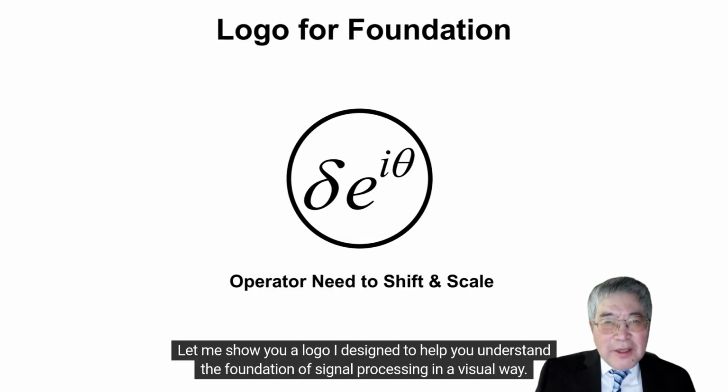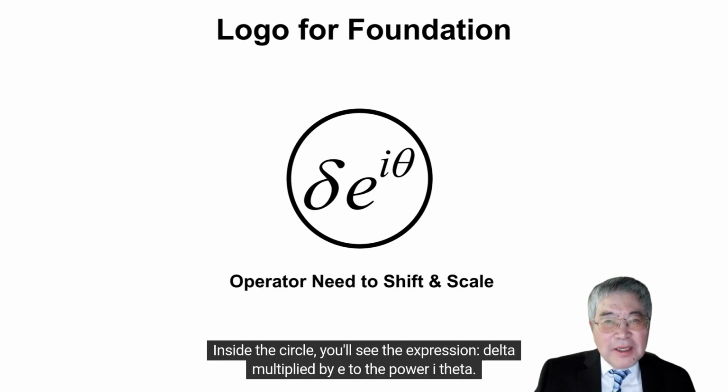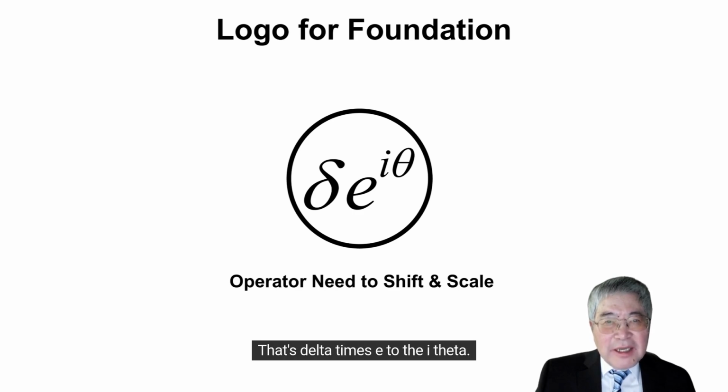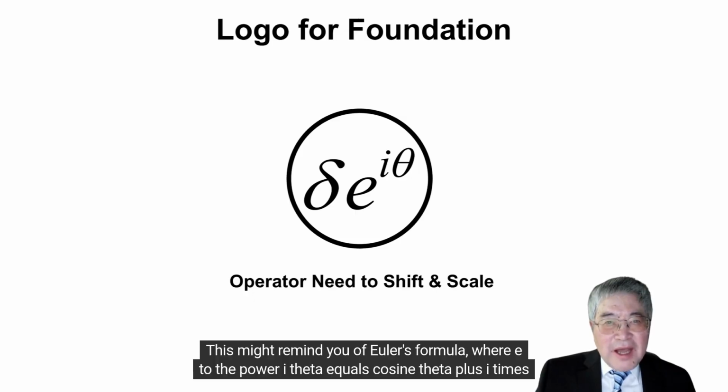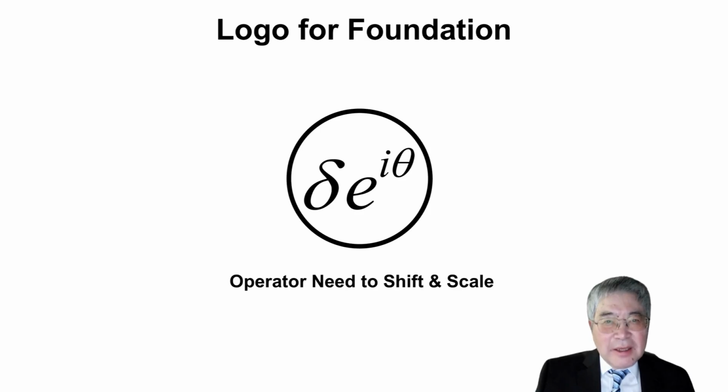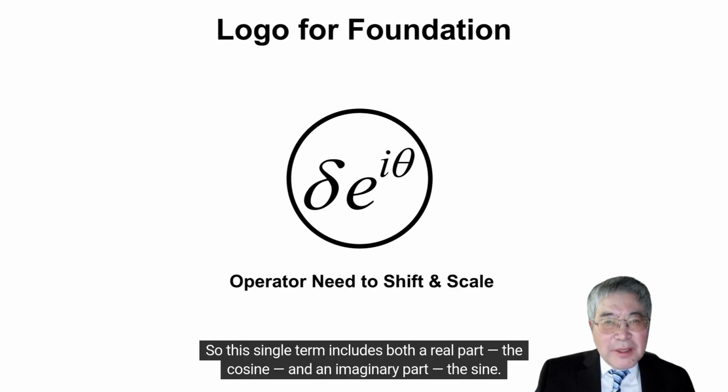Let me show you a logo I designed to help you understand the foundation of signal processing in a visual way. Inside the circle, you'll see the expression delta multiplied by e to the power I theta. That's delta times e to the I theta. This might remind you of Euler's formula, where e to the power I theta equals cosine theta plus I times sine theta. So this single term includes both a real part, the cosine, and an imaginary part, the sine.